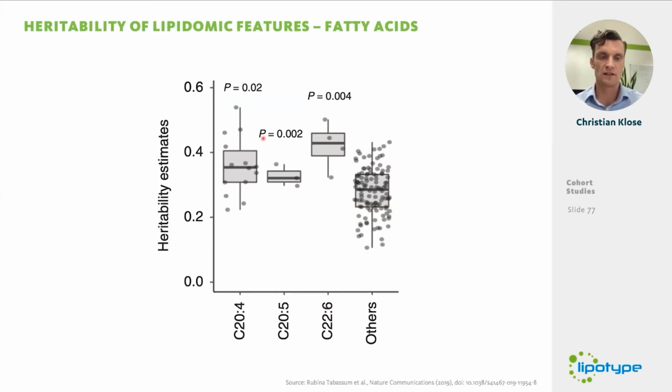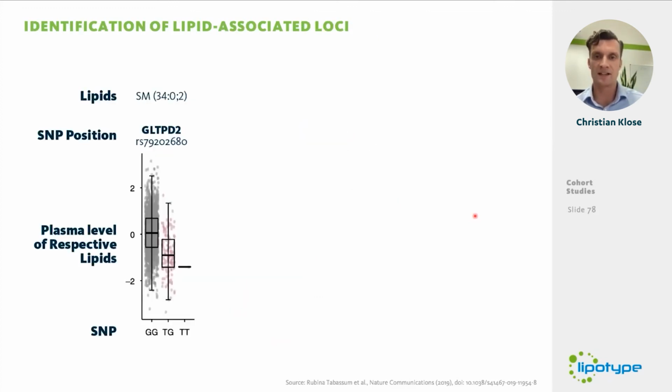So here we have 3 kinds of polyunsaturated fatty acids, and you can see that in comparison to all the other fatty acids, we get a really significant difference in the heritability estimates that we can calculate based on the genomic information and the lipidomic information. So there is clearly a genomic component to the lipid amounts that we measure in our blood samples.